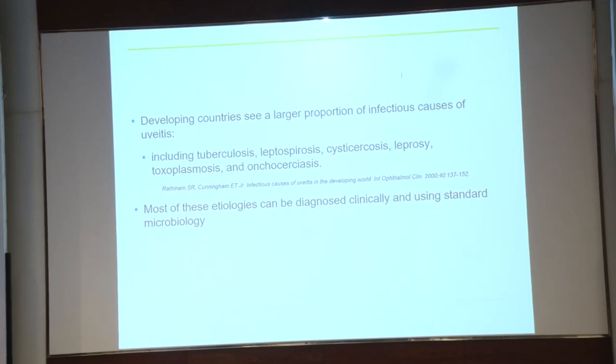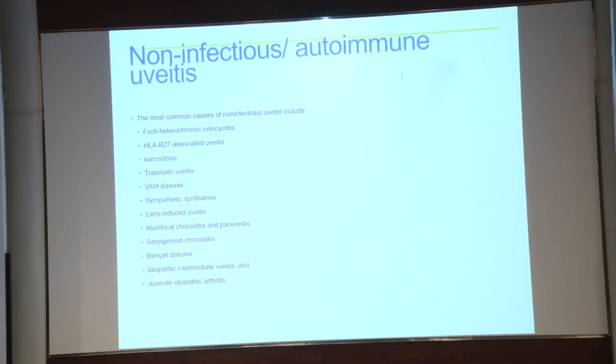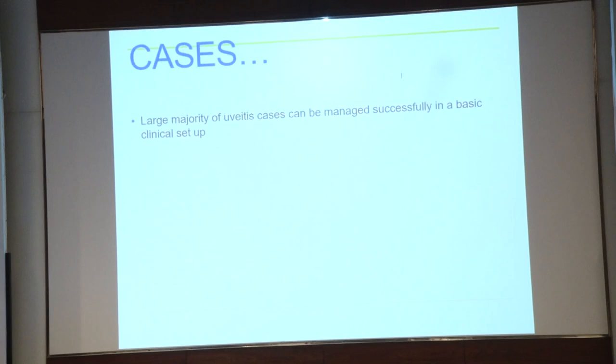So I am insisting on this because it is important to at least practice uveitis even in a basic setup, because the diagnosis and management requires a very basic setup, which I'll be elaborating in the cases that I show in the next slides. Commonly seen infectious uveitis in India are toxoplasmosis, tuberculosis in different forms, and viral uveitis. The non-infectious list is quite long, but these are commonly seen entities, which I'm sure all of us have seen in our clinical practice and managed.